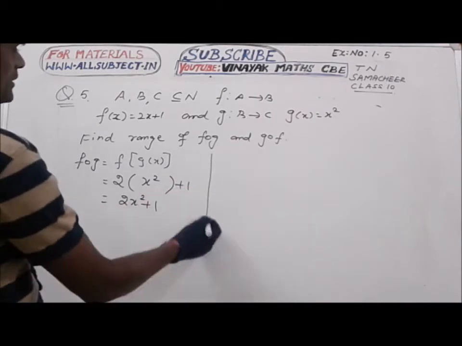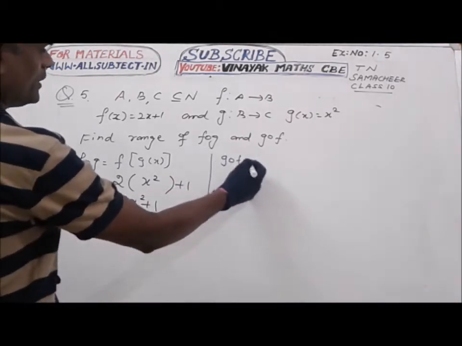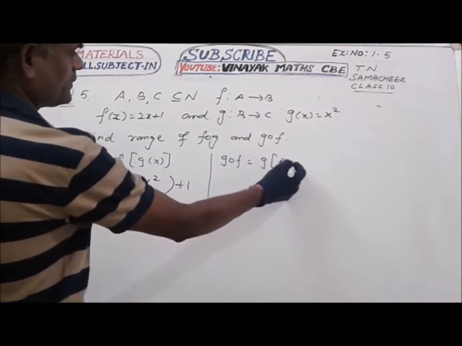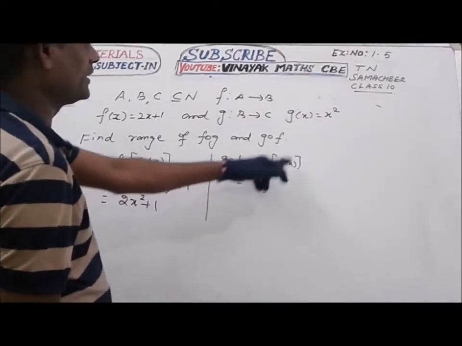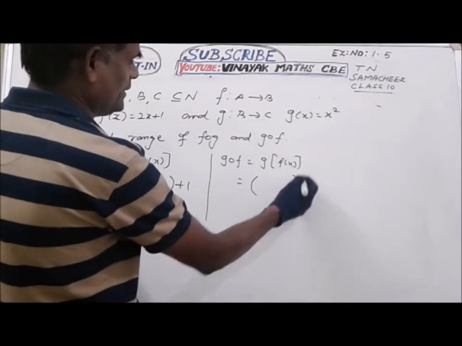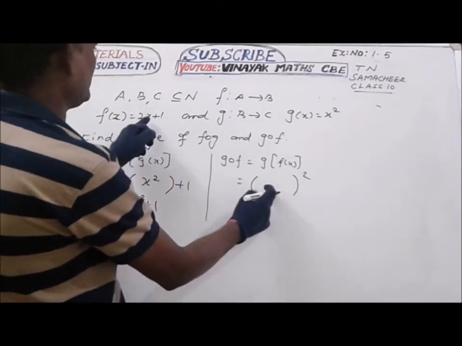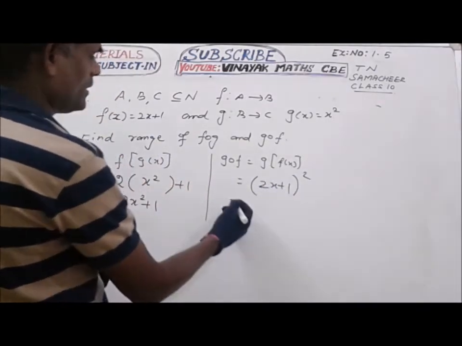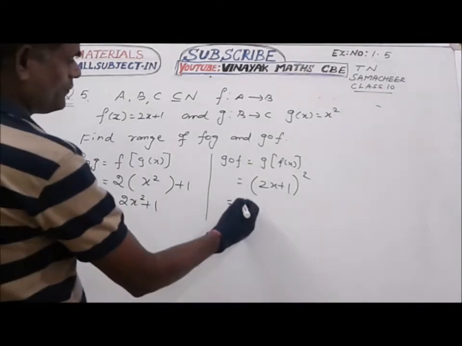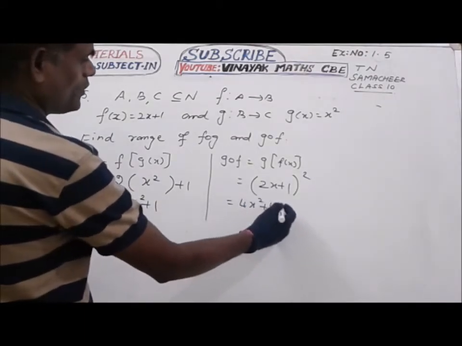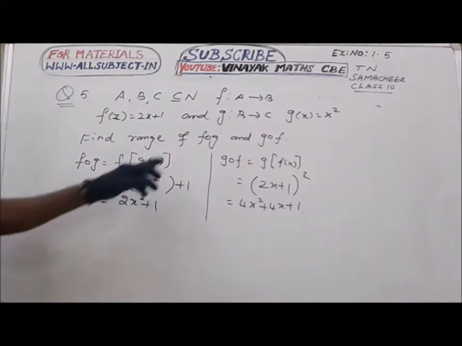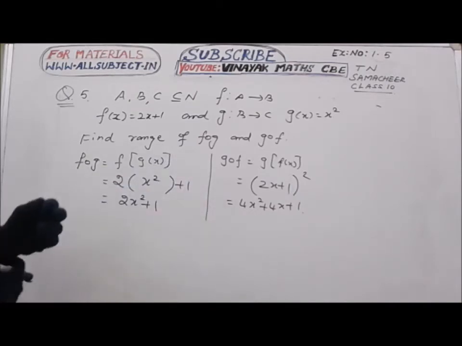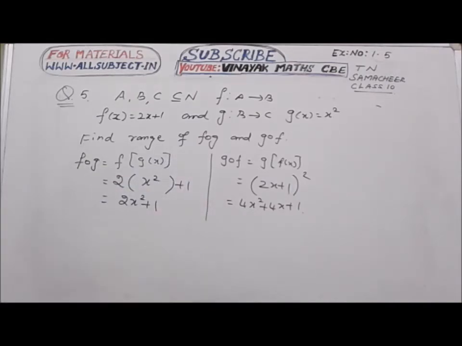And g composition f is equal to g of f of x, that is equal to, replacing all x in g by f of x. This is x square, x is replaced by f of x, which is 2x plus 1. By expanding this, we will get 4x square plus 4x plus 1. This is f composition g and g composition f. We need to find the range of f composition g and g composition f.